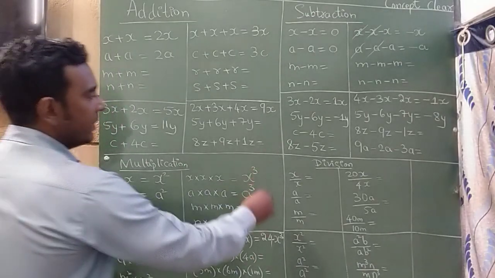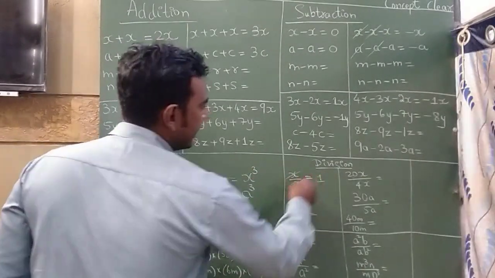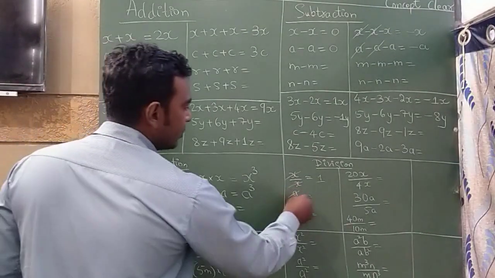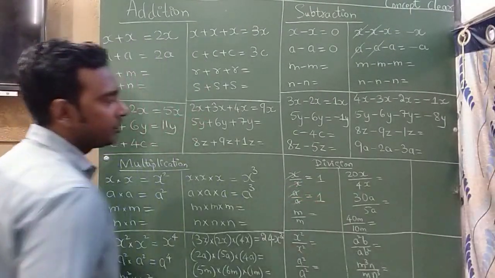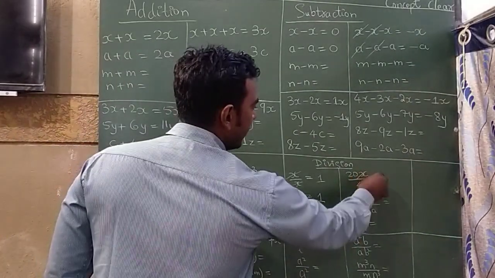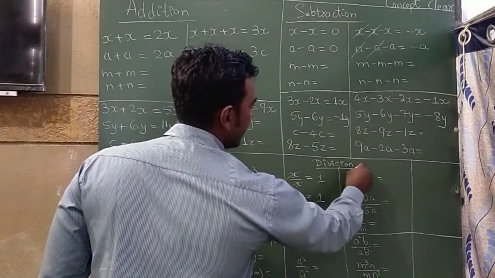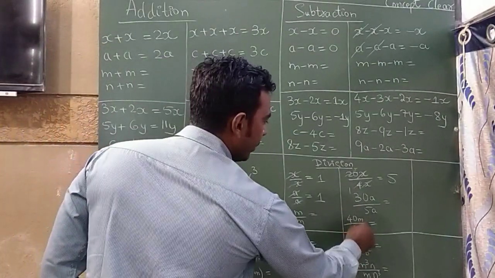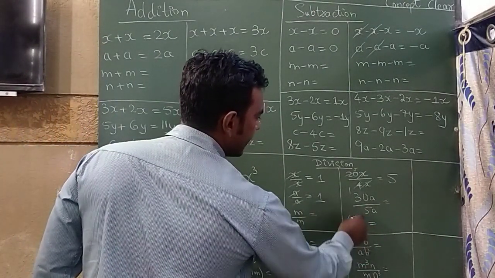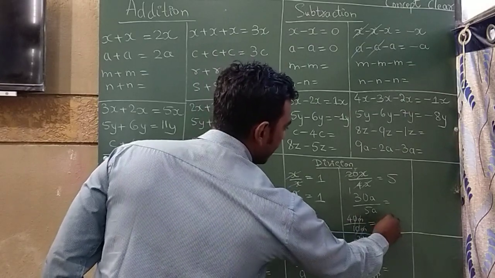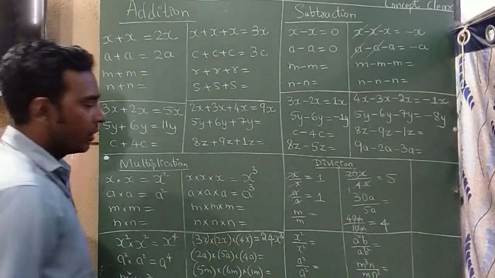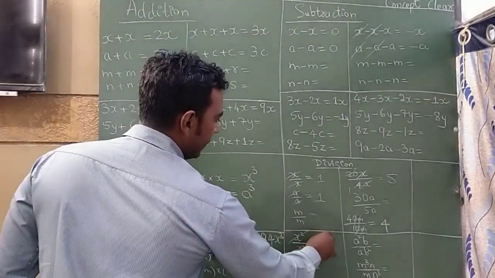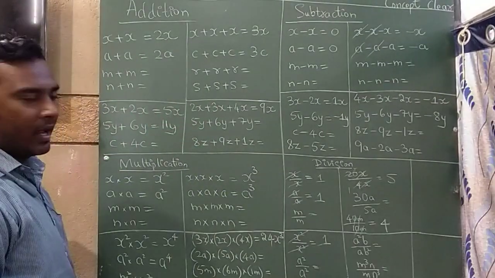Fine. Now in the division, these two get cancelled, the answer is 1. These two get cancelled, the answer is 1. Okay. Now these two get cancelled. 4 1s are 4, 4 5s are 20, so the final answer is 5. Now 0 and 0 get cancelled. M and M get cancelled. 4 by 1 is nothing but 4. Okay. Now these two get cancelled. So the answer is 1.